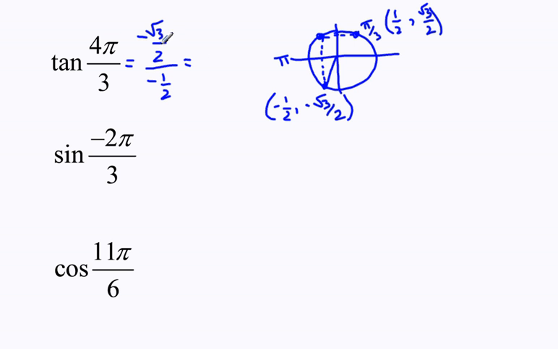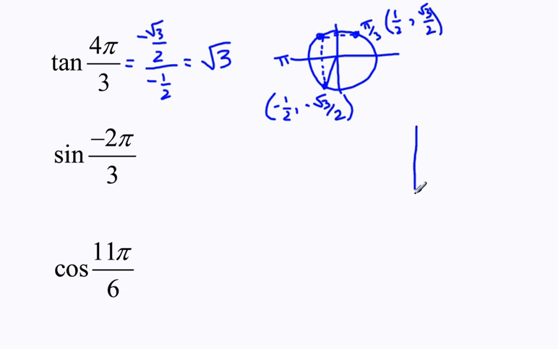And this is going to simplify. The negatives are going to cancel. And I'm dividing by 2 on top and bottom. So when I multiply by the reciprocal here, I end up with simply √3.